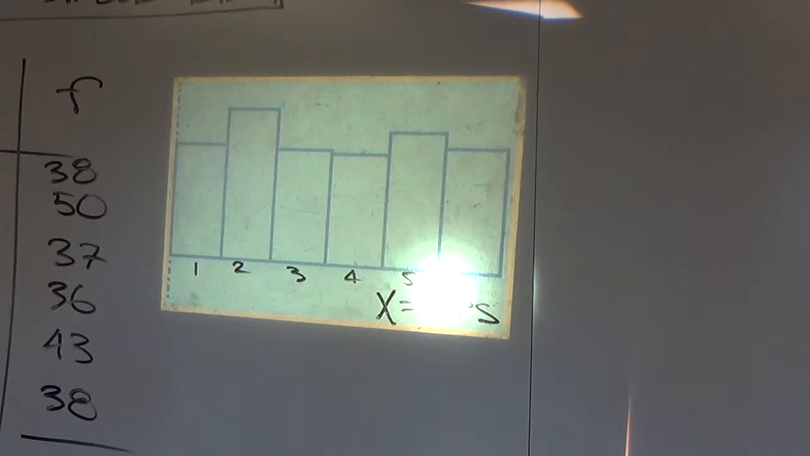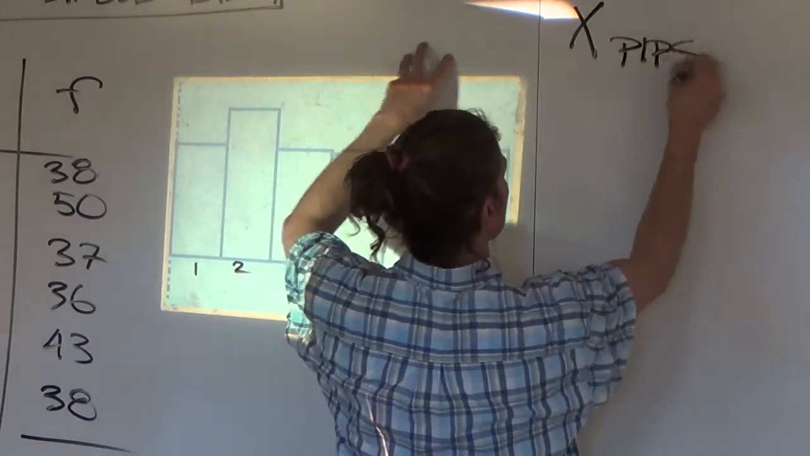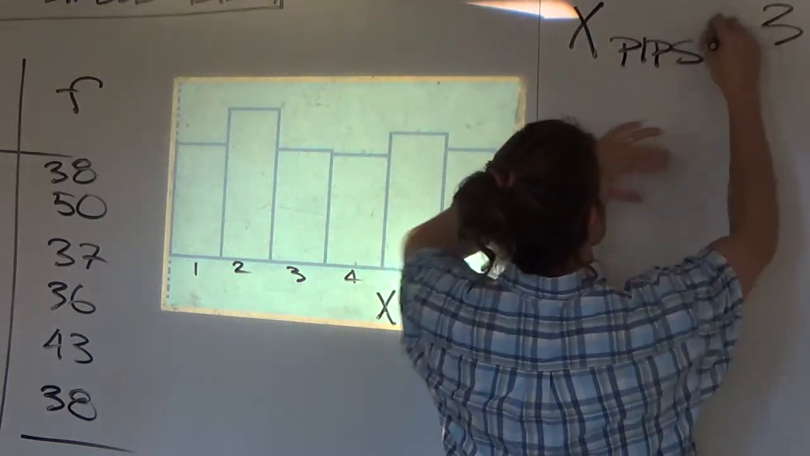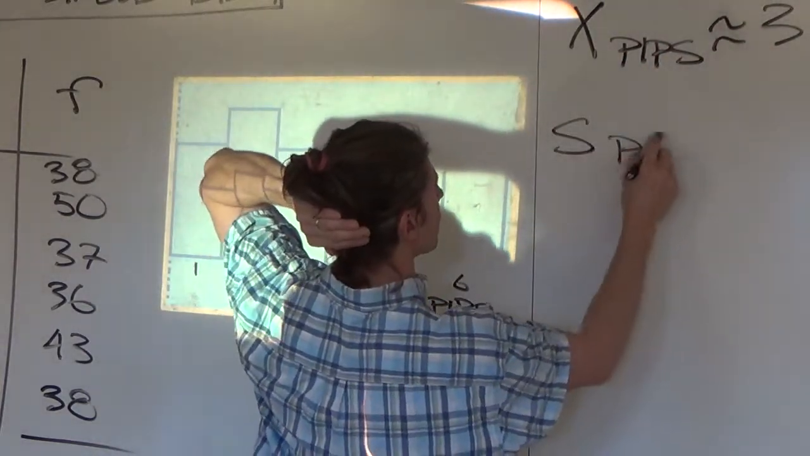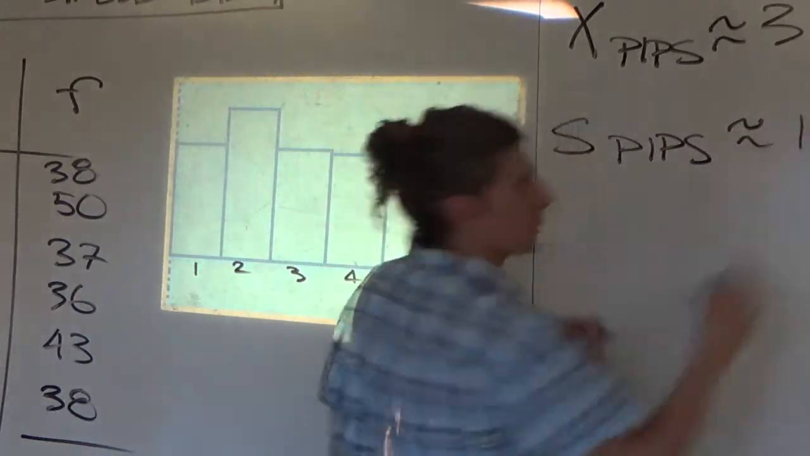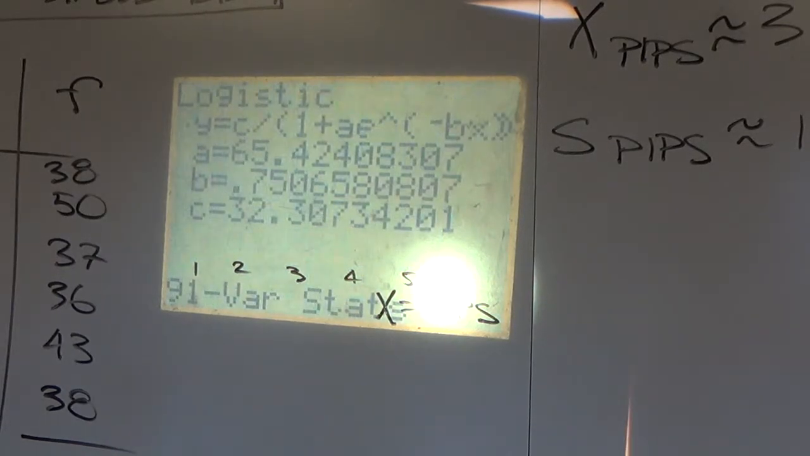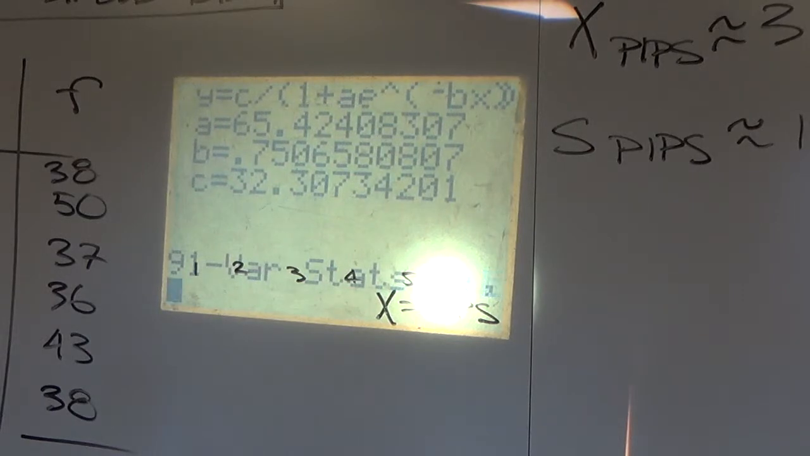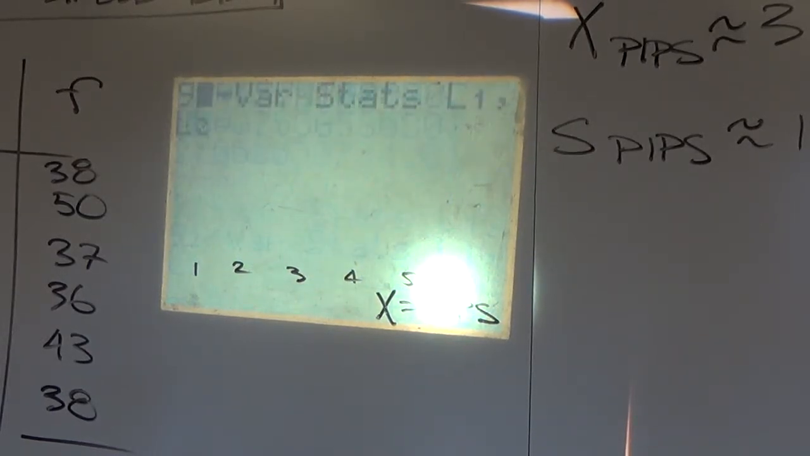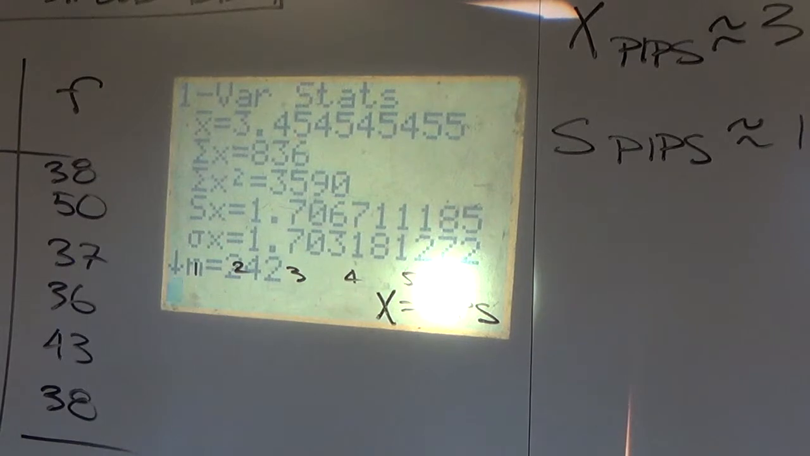You guys have an average for me? 3.45. Call that 3.5. Got a standard deviation for me? 1.7. Average number of pips, 3.5. I want to put approximately because it's not exact. And then, Joe, your standard deviation? 1.7. Now 1.7. We in agreement with this, friends? There we go. There's our 3.5 and our 1.7 for standard deviation.